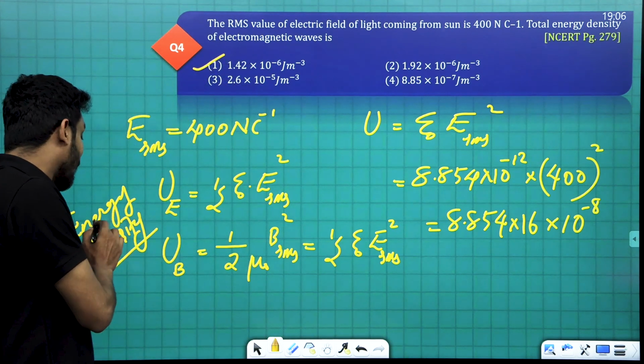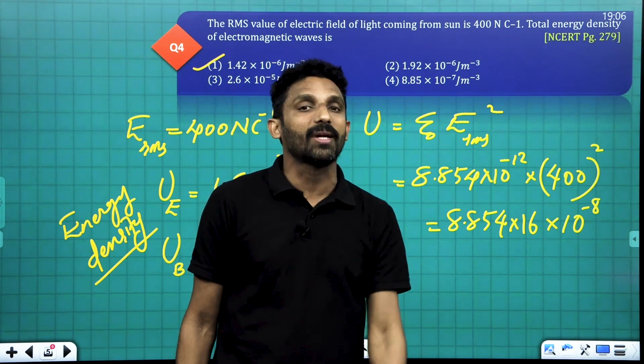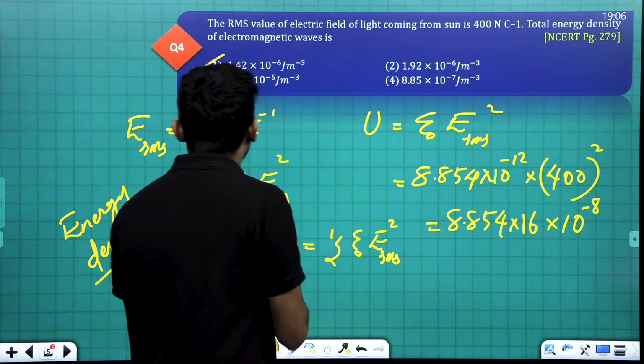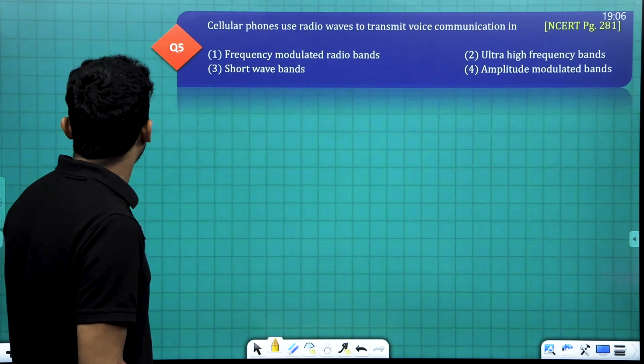You know, energy density means energy per volume, so joule per meter cube is the SI unit. Understood? So the answer is option 1. Clear? Good. The next one.